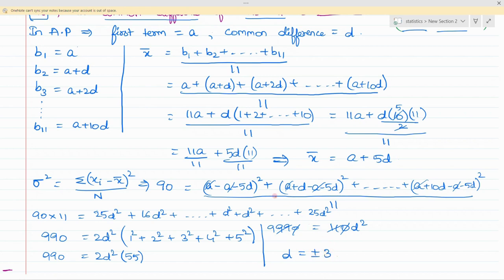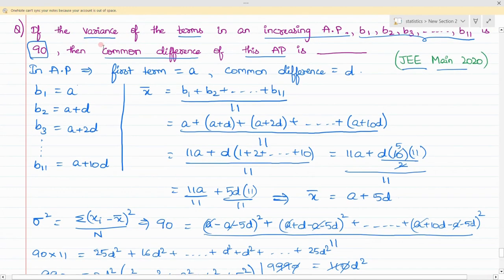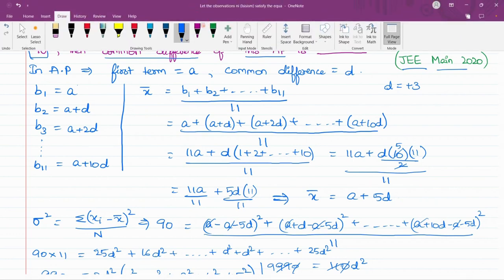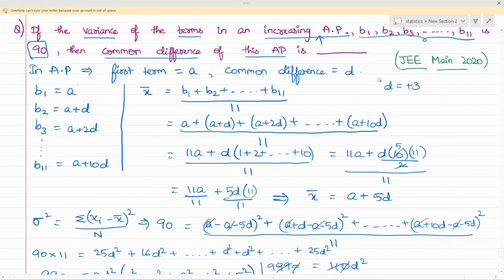But in the question it is told that it is an increasing AP. So the value of d will be positive 3. So the common difference of this required AP is 3.